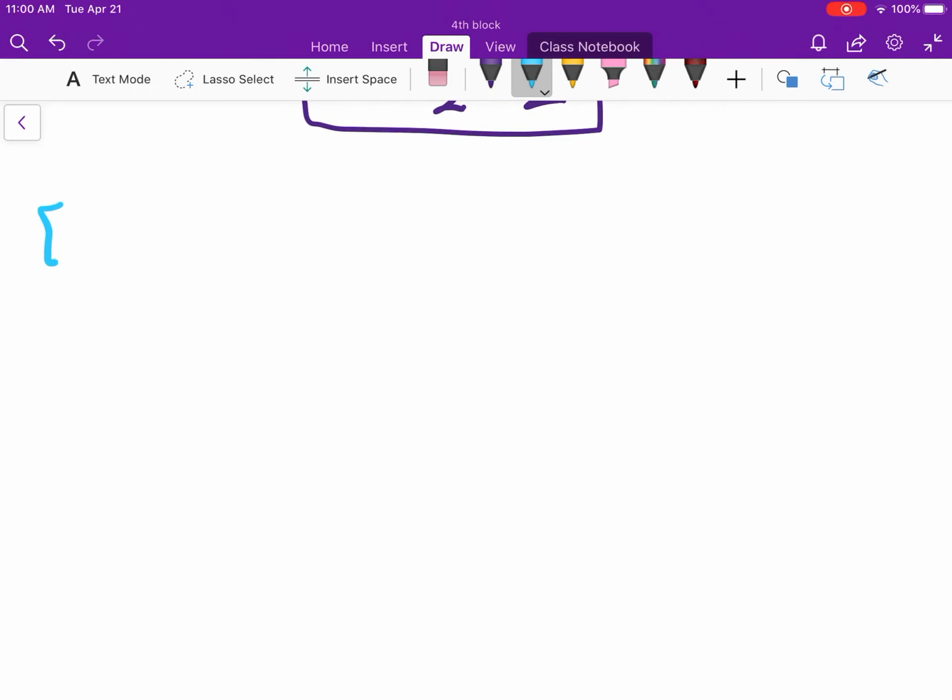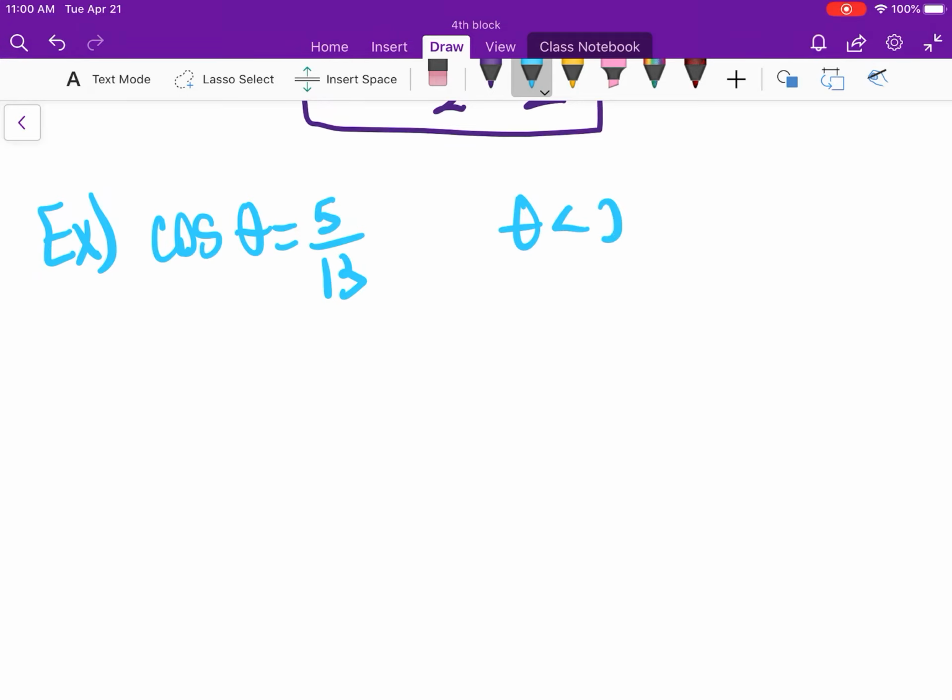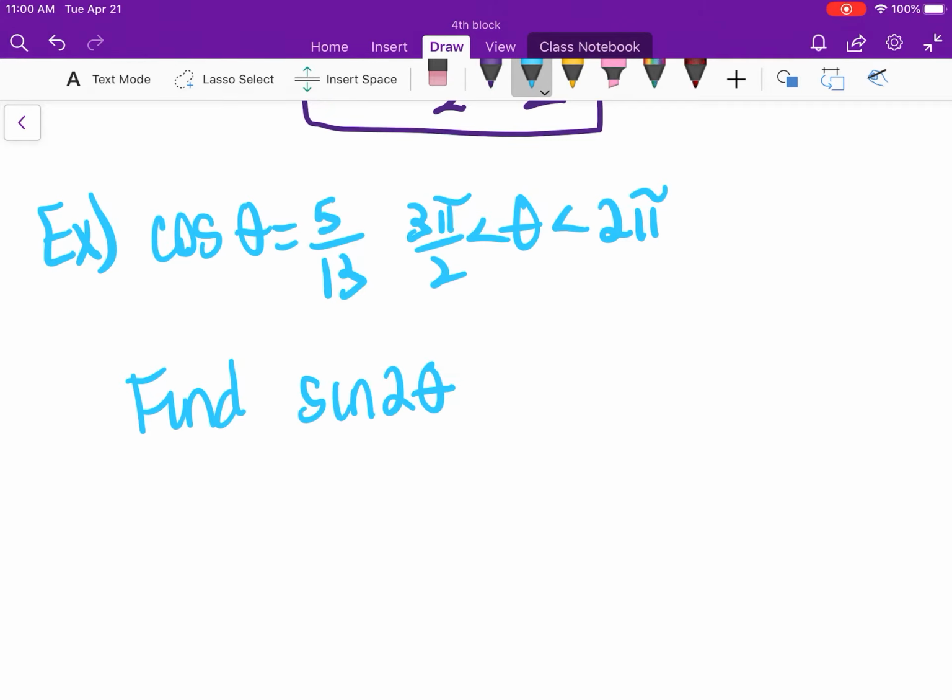Okay, next example, we're using the double angle formulas again, but this time we know that the cosine of theta is equal to 5 over 13, and we know theta is between 2 pi and 3 pi over 2. Actually, I said that backwards, didn't I? It's between 3 pi over 2 and 2 pi. Okay. We want to find the sine of 2 theta first.